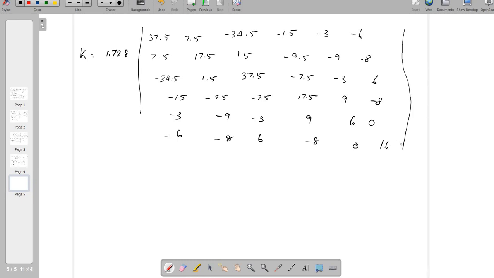Okay, this matrix is multiplied by 2700 into 10. The matrix is not going to change, only the constant value, which is 46.656 into 10 power 3, into the same matrix. This is the stiffness matrix for the given CST element.